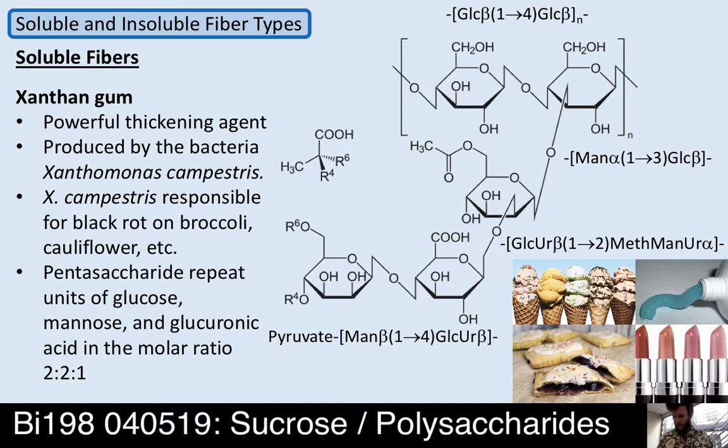Xanthan gum. How much time do we got here? 5 minutes. So xanthan gum is a complicated structure. I'm not going to walk you through the structure at all, but it is another one of these soluble fibers that you see in a lot of processed foods and food products. So you've got ice cream, and it's found in toothpaste, and a lot of cosmetics have xanthan gum in it.